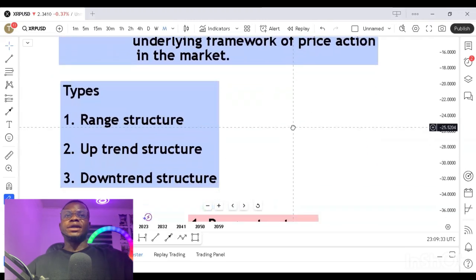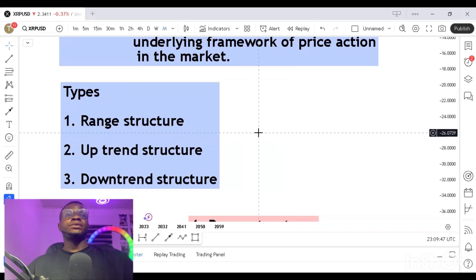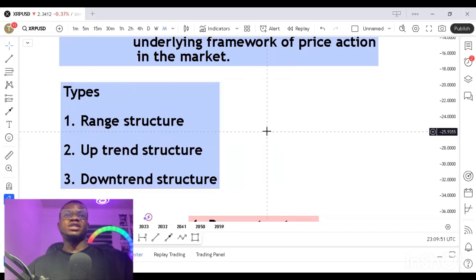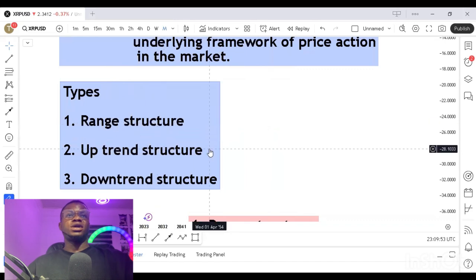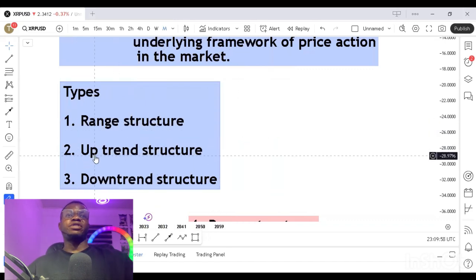Okay, then the types of structures we have in the Forex market. So like what I said just now, the orders coming into the market, it's just 2 orders. That's the buyers and the sellers. So the types of structure we have in the market is 3. All right. So I will start by explaining the first one. So the first structure we have there is range structure. We'll look into it anytime soon. And the second structure we have there is uptrend structure. The third structure we have there is downtrend structure.